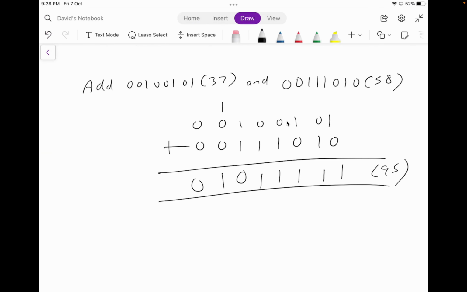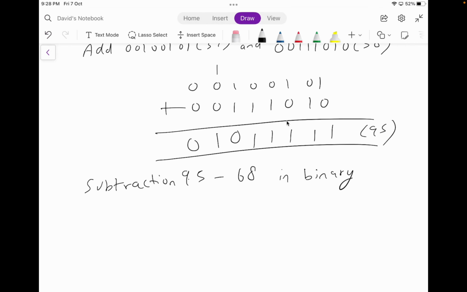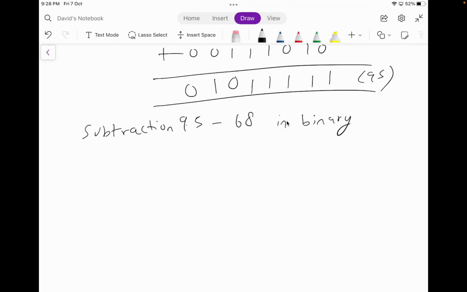Now in terms of subtraction, that's going to be a different story for binary subtraction. So I'm going to show you guys how to do subtraction, let's say subtraction of 95 minus 68 in binary. I'm going to release videos on how to go from binary to hexadecimal or something like that, so that you guys know how to do this. So 95 in binary is 0101111, okay, and 68 in binary is 0100100.